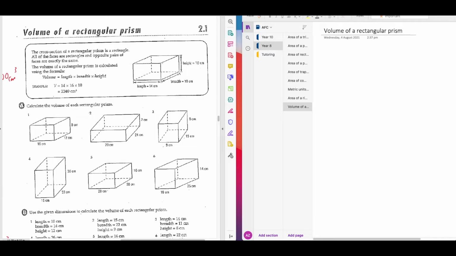Welcome back. So in today's lesson, we're going to do something extremely easy, and all we have to do is find the volume of a rectangular prism. So let's just get started.